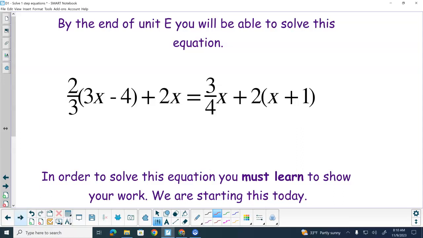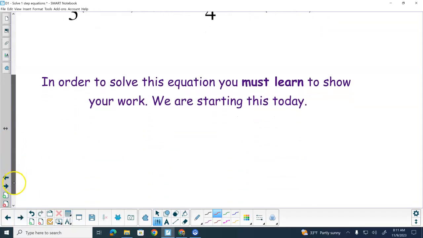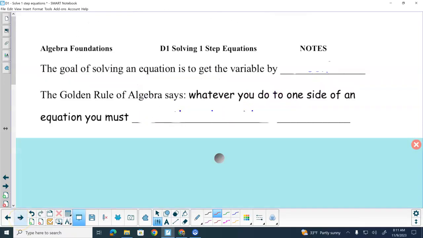On all of the Unit D and all of the Unit E homeworks, it says no work, no credit. So you've got to show all of your work, and we are starting that today. We are going to be showing all of our work from now on. Math is all about showing our work. All right, so here we go.